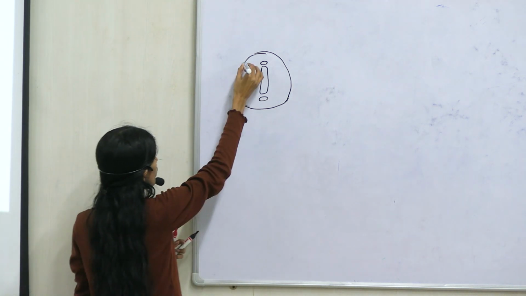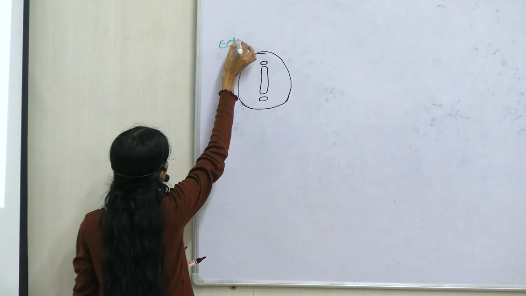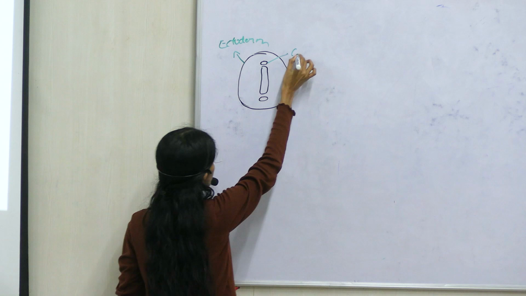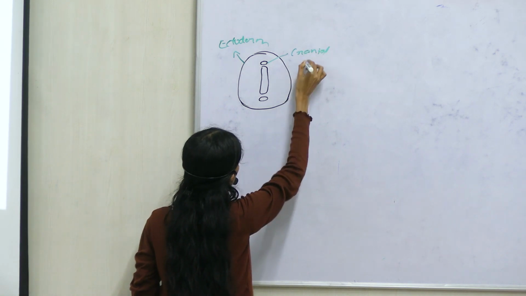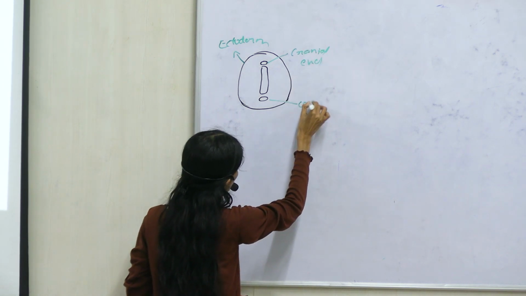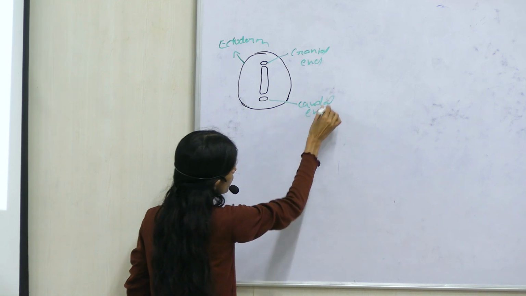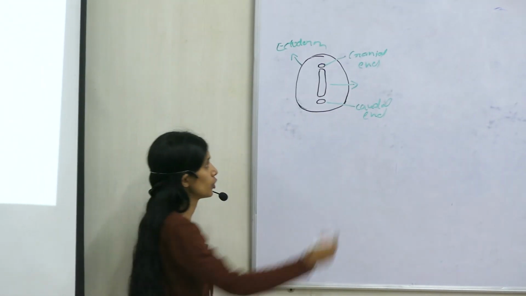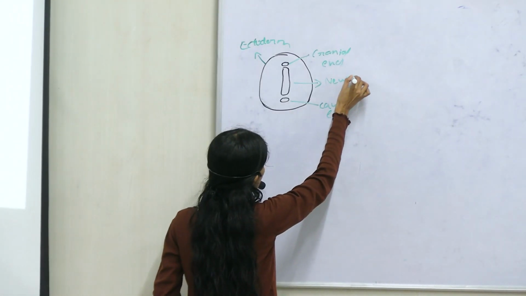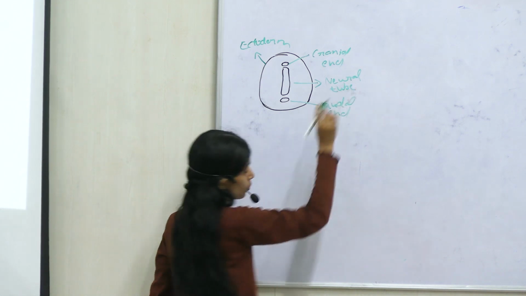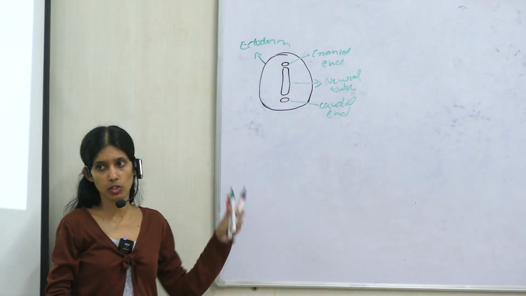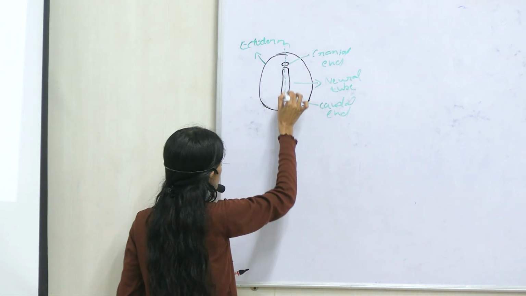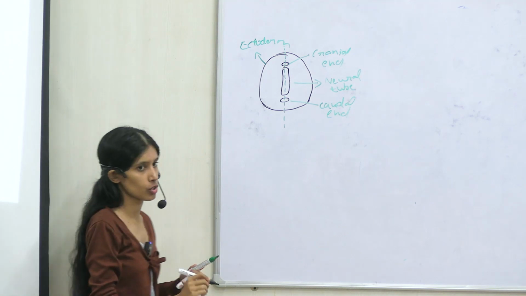So this is your ectoderm, and this is your cranial end, and this is the caudal end. Between these two we have a tube-like structure that is called the neural tube. Okay, this is called the neural tube. If I take a section of this figure in the midline, this is how the structure will look.